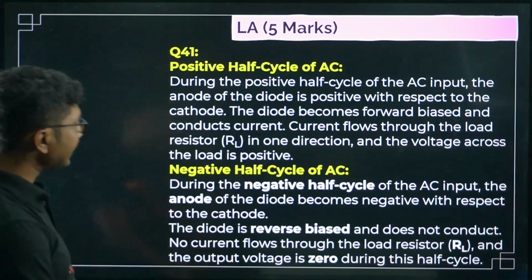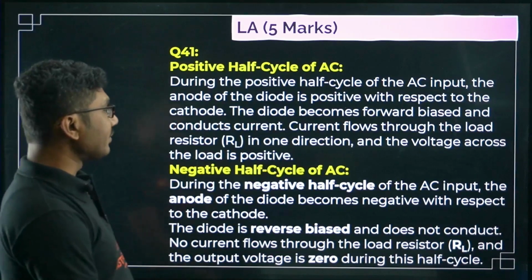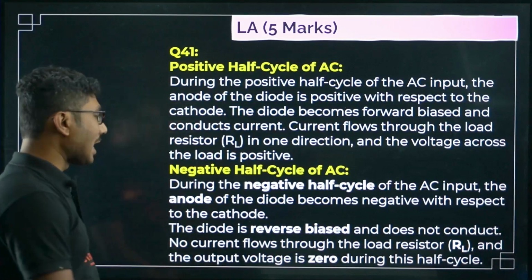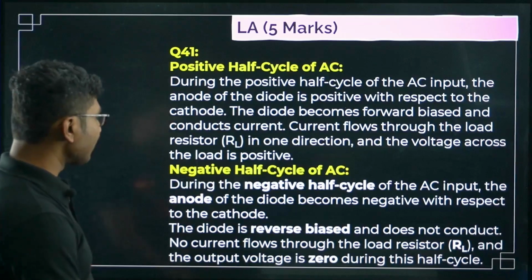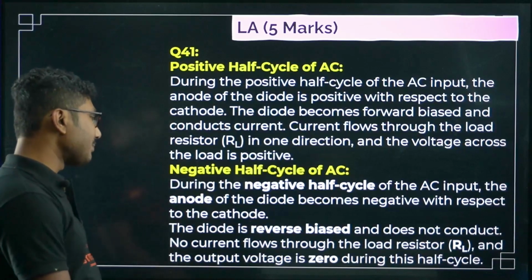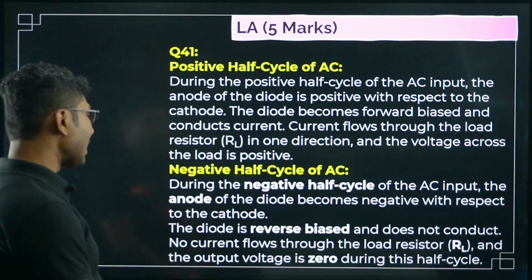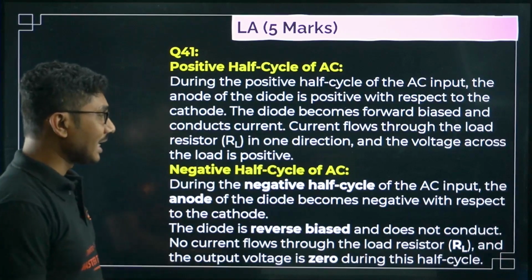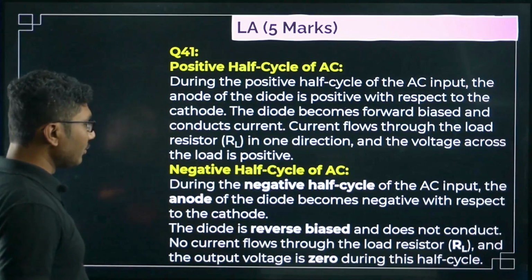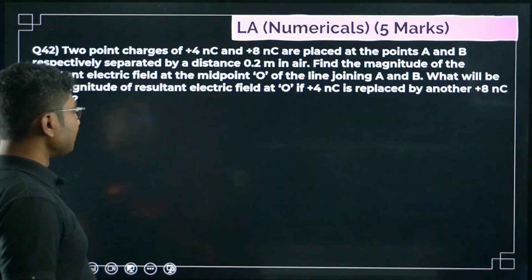Negative half cycle of the AC. During the negative half cycle of the AC input, the anode of the diode becomes negative with respect to the cathode. The diode is reverse biased and does not conduct. No current flows through the load resistor RL, and the output voltage is zero during this half cycle.